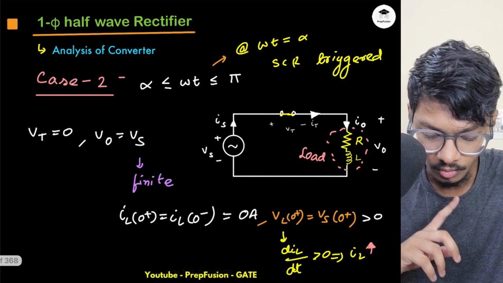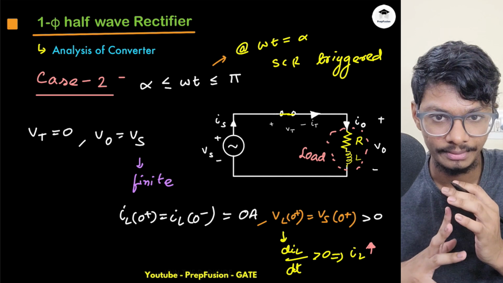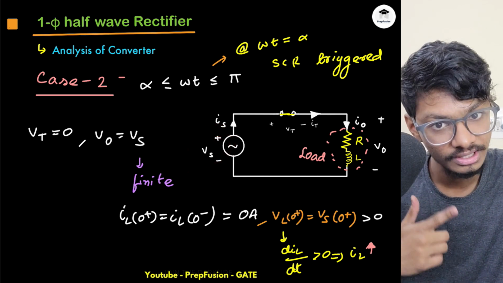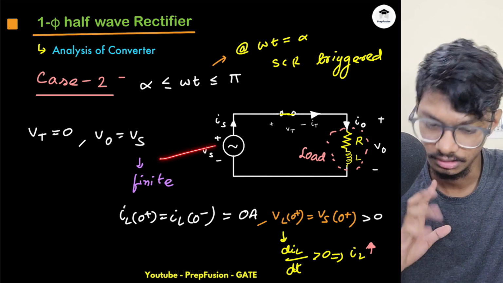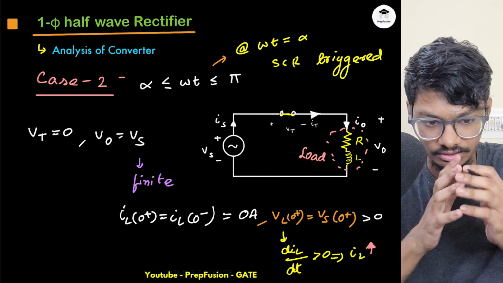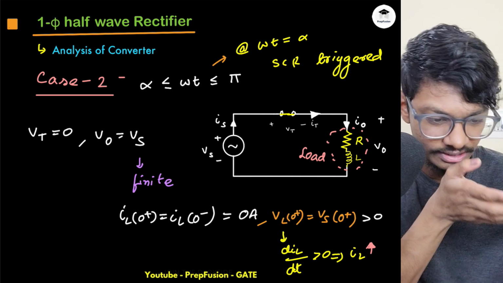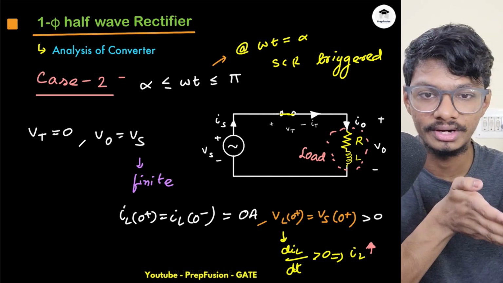That's why I will go until alpha to pi, and then what will happen? The polarity of the source will flip. Not instantaneously, but it will go, let's say, from 0.1 at omega t just less than pi, to omega t equals pi.